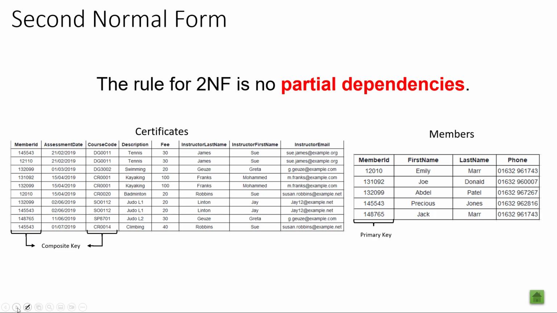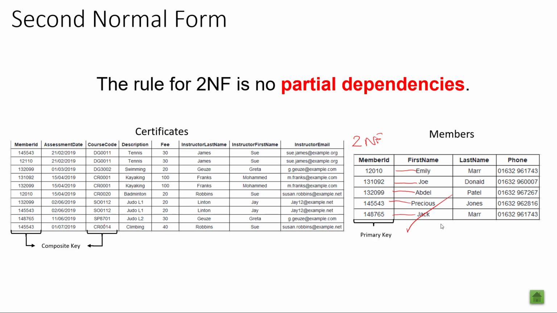These arise usually when a table has a composite key like this. The member table has a primary key that's made up of a single attribute, so it already conforms to second normal form. Everything is reliant on the primary key: Emily, Joe, Abdul, Precious and Jack are all on their unique primary keys. There's no duplicated data there. We're good, we're happy with that.